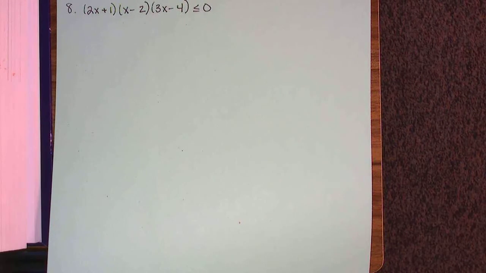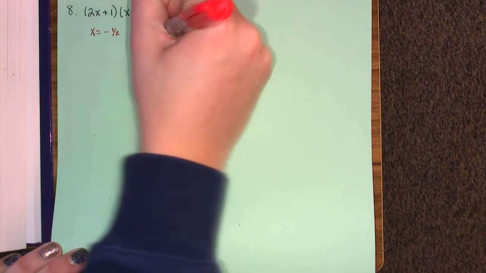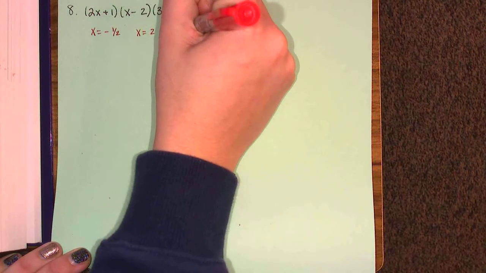Alright. So with these problems, essentially we're doing the same thing as before, but now we can include the end values because it's less than or equal to 0. Okay, so I need to figure out what my zeros are, and then I'll make the sign chart for it. So what are my zeros? And be positive 4.